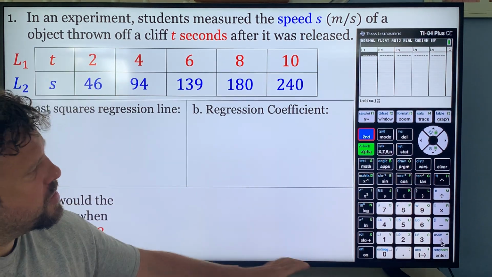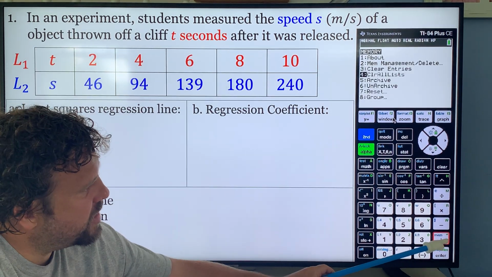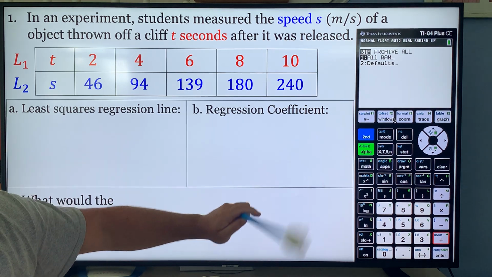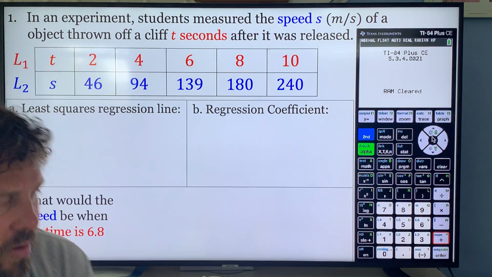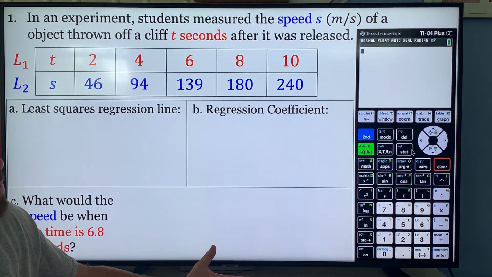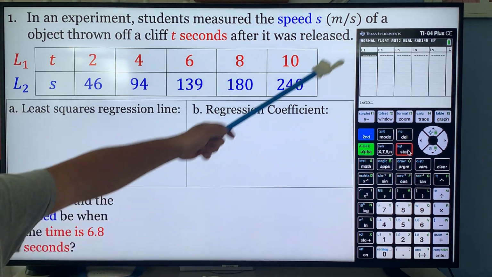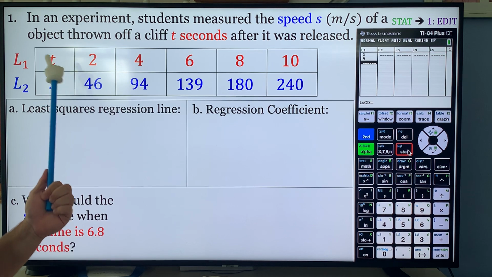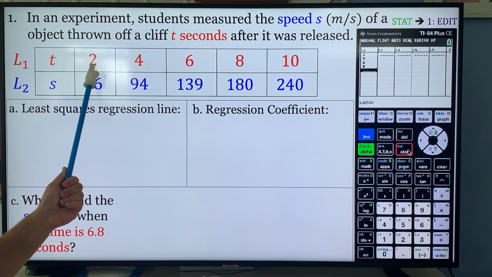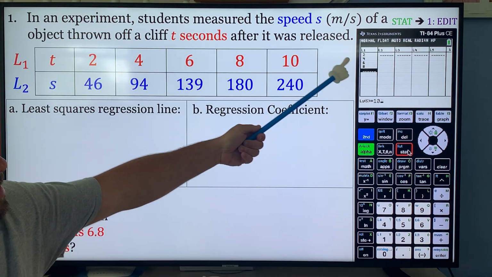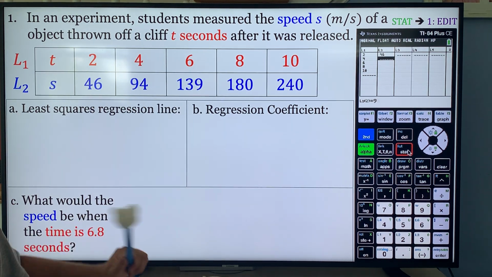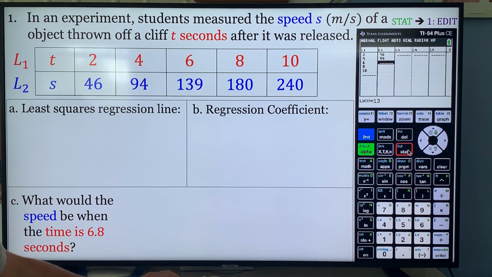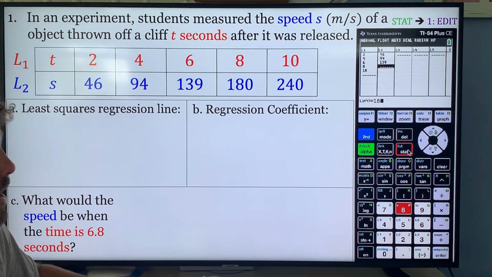Let's use our calculator. First thing when you get a calculator, you always want to clear the memory. Hit second, the mem button. You go down to reset and reset all RAM. What that will do is reset your calculator back to pretty much when it was originally purchased. Now, you hit stat, edit, and what you do here is type in all your L1s: 2, 4, 6, 8, 10, in the first column. Go to the next column: 46, 94, 139, 180, and 240. So you type in everything in your two columns.